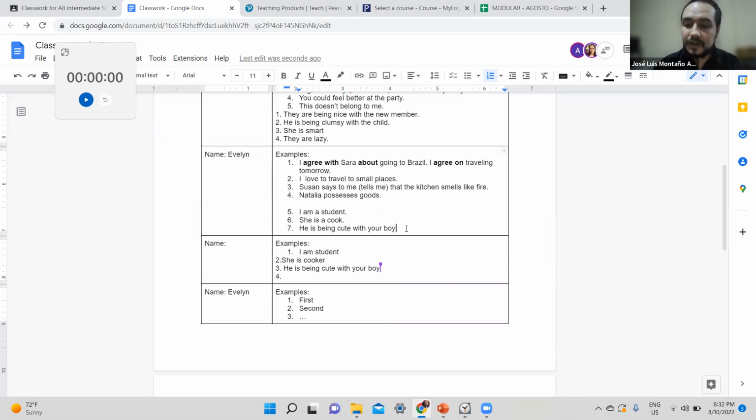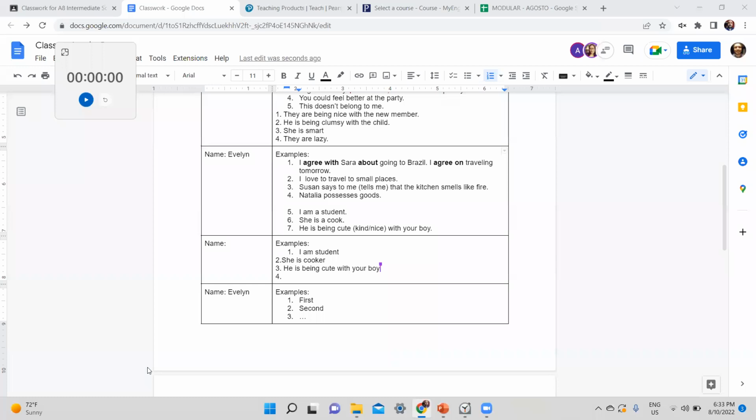Only explanation to practice, Evelyn. Why did you decide to use the action form of the verb to be here? He's being cute with your boy. I think it's correct. Here, cute is more like the meaning of kind or nice, right? So if that's the meaning of cute over there, it is also correct and it's good. So why are you using this form of the verb there, Evelyn? How can you explain that?